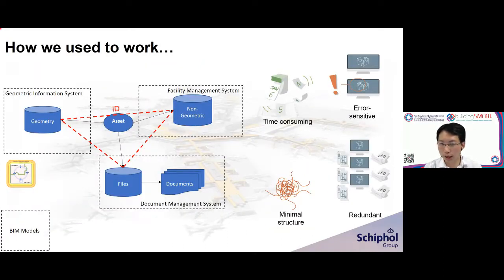This is a case that they have presented, and I would like to share it here because they mentioned that in the current practice, the GIS platform, the facility management platform, and also the document management platform are isolated. Maybe they use an ID to link them, but this may still have some problems. It is also time consuming, and sometimes they have redundancy. So that's why they try to use the BIM model to link all of them.